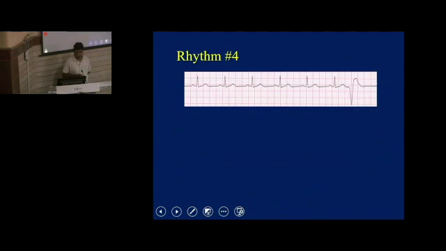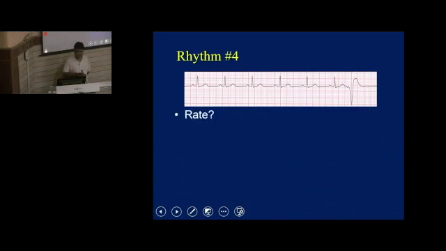Now coming to this rhythm, what do you see? What is the abnormality that you see here? Everything is normal except here. Here something is all wrong, isn't it? There is no P wave and there is no recognizable QRS complex, isn't it? Okay, so let us see what this is.